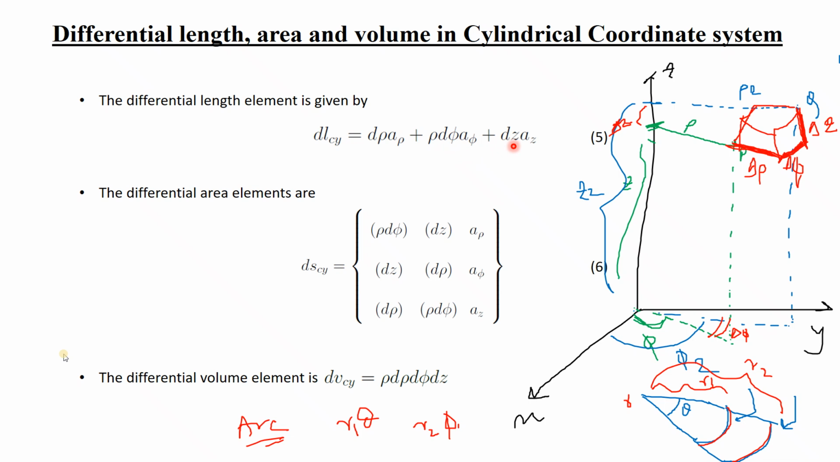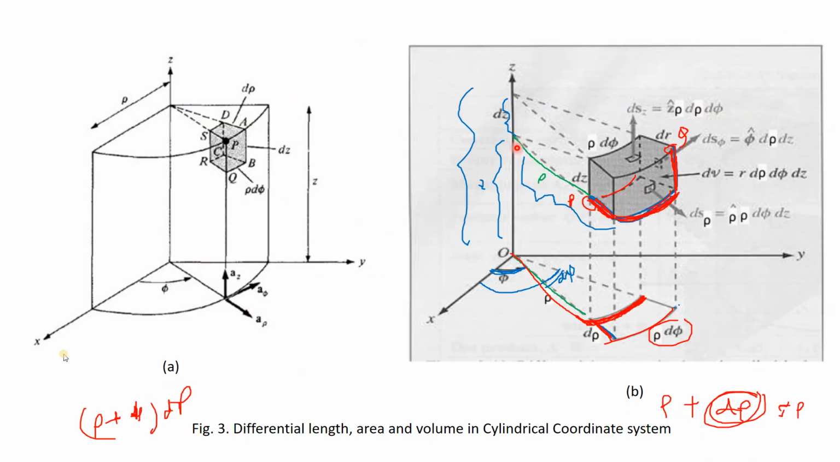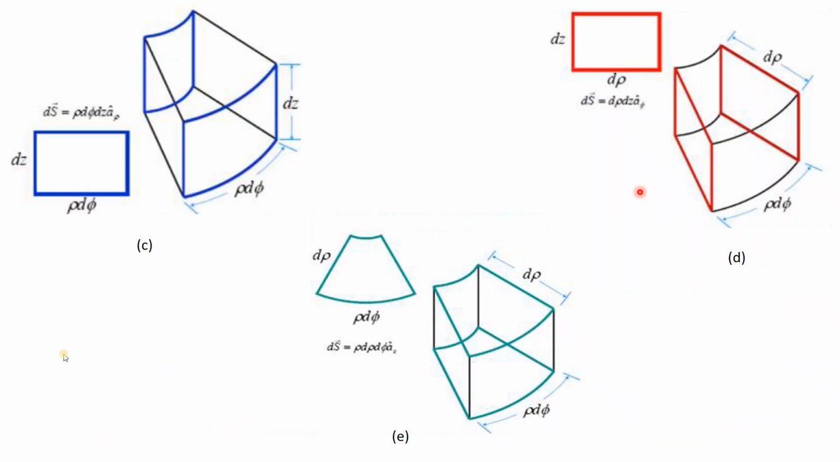Now differential elements, area elements. Area elements means the different areas. That means this is one surface. Because here we can see this one image shown over here. So this particular fragment has been taken, and each surface has been pointed out. Here we are talking about dz and rho d phi, that means this surface.